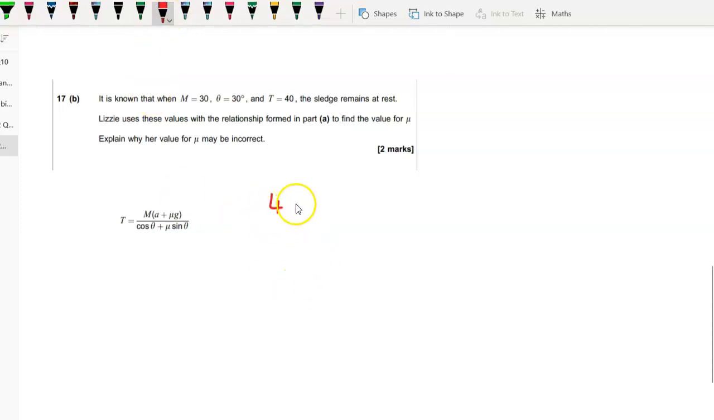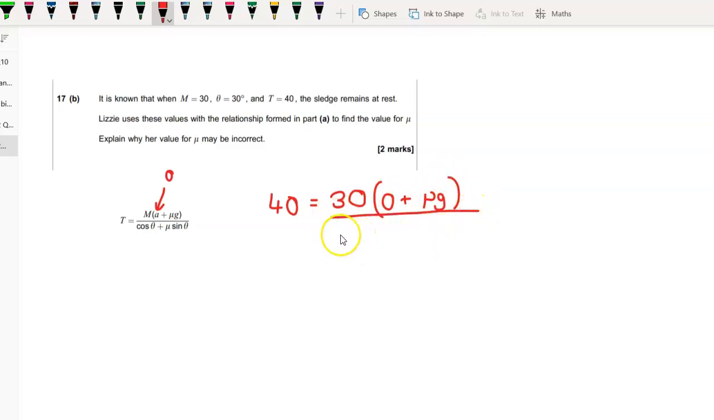Okay, so let's put these values in first of all and see what happens. The sledge remains at rest. If something's not moving, the acceleration has got to be 0, so we can make that 0. Mu g, we can put that in there. And we've got cos 30 plus mu sine 30. So cos of 30 is root 3 over 2, and mu times sine 30 is just a half.